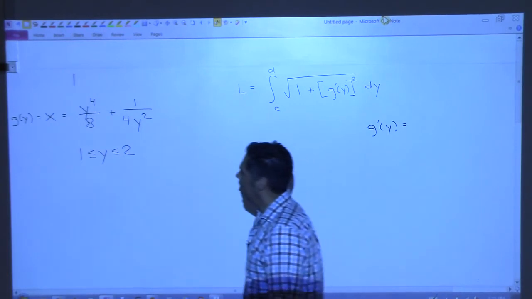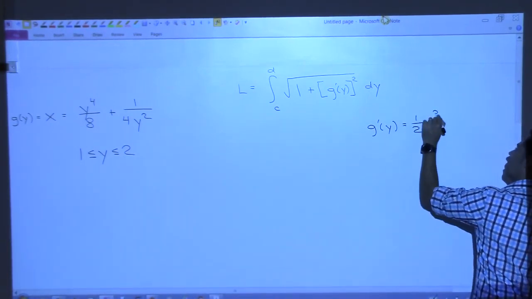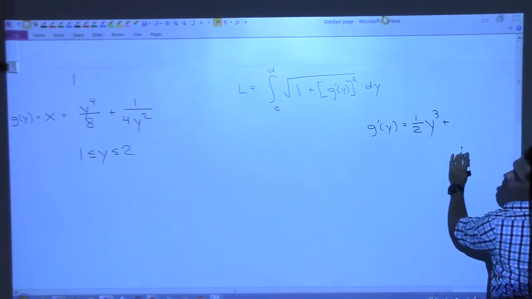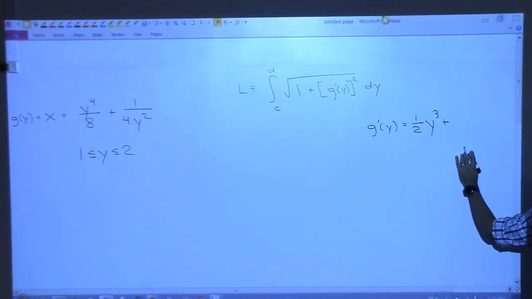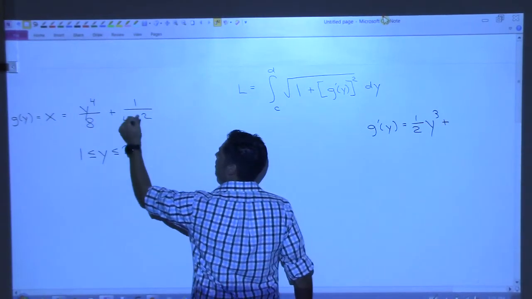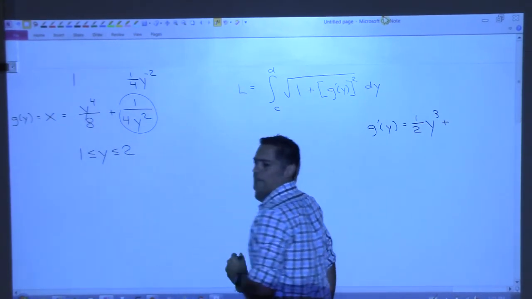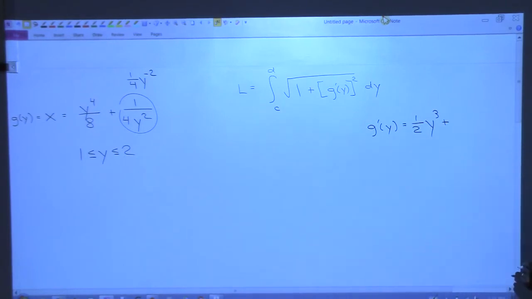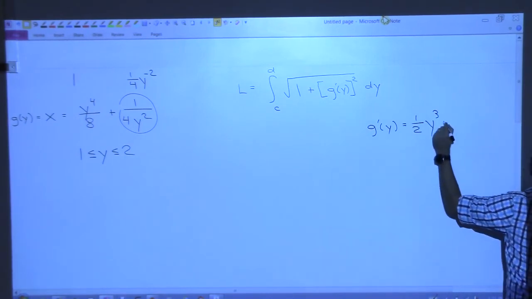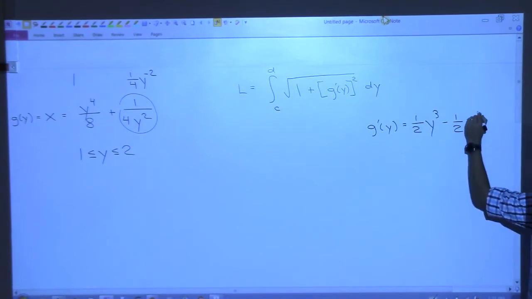What do you got? 1/2 y cubed plus 1 over 2y. Is it plus or minus? Remember, what is this really? This is 1/4 y to the negative 2, isn't it? That's what that really is. So if I take the derivative, negative 2 comes out. So this will become negative 1/2 y to the negative 3 because you're subtracting 1 like this.